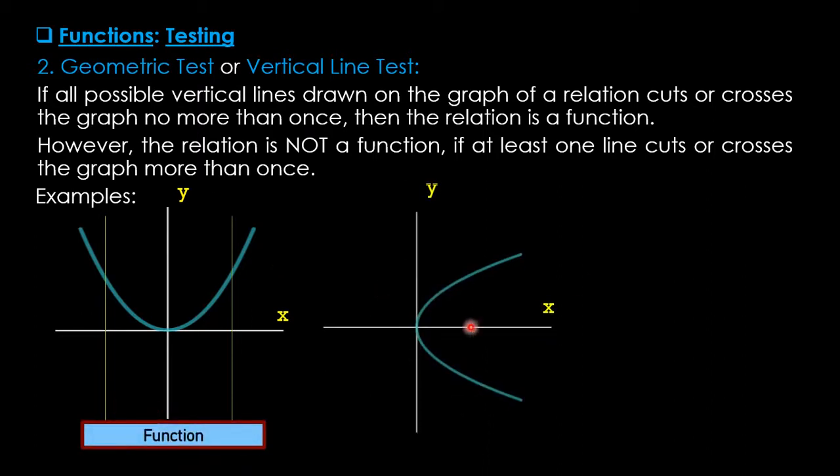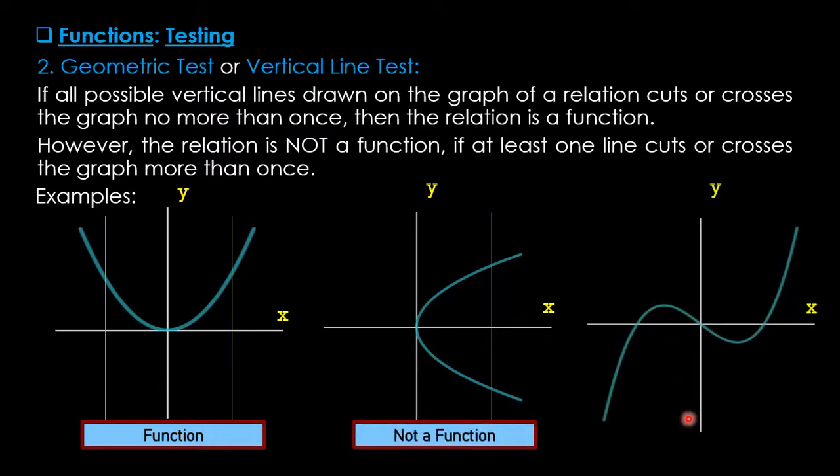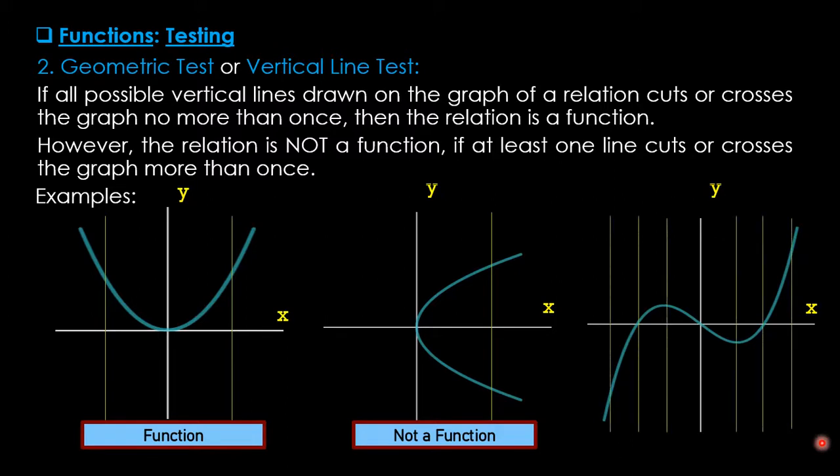But this is also a graph of a parabola, though in this case it is a bit different. Why? For each one of the vertical lines drawn, we will see the vertical line will cut or cross the graph more than once, at this point as well as at this point. So that's why this is not a function. In this case again we can see vertical lines will cut or cross the graph only at one point, that's why this is also a function.